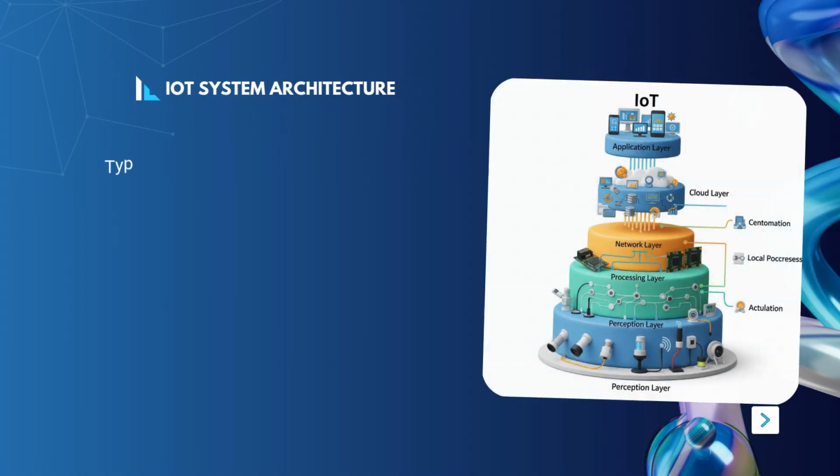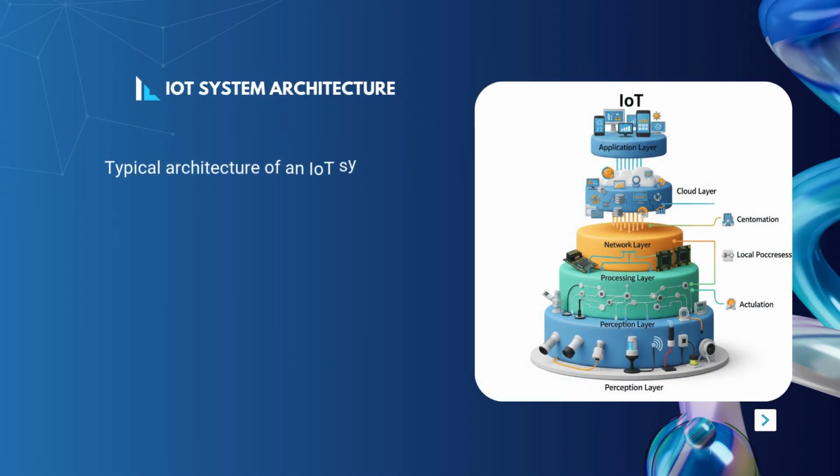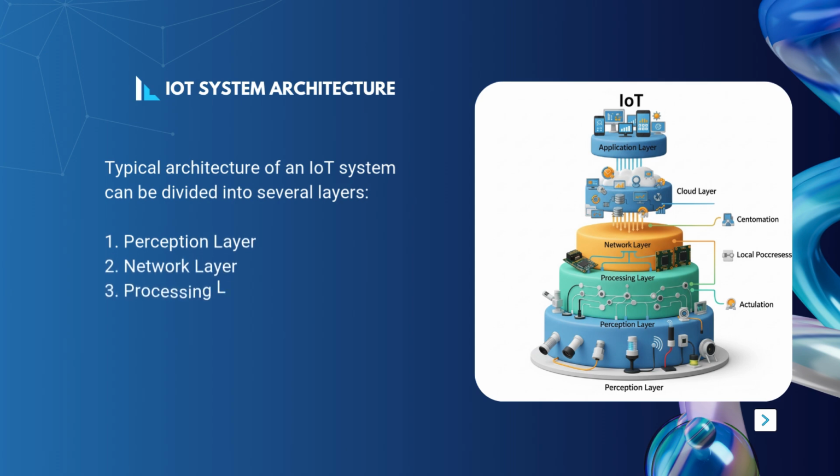Now that we understand the components, how do they come together? Let's look at the typical architecture of an IoT system, which can be divided into several layers. 1. Perception layer. This is the physical layer. It includes sensors, actuators, and embedded devices that perceive the environment. 2. Network layer. This is the communication layer. It transmits the data to the cloud or processing units via various protocols.